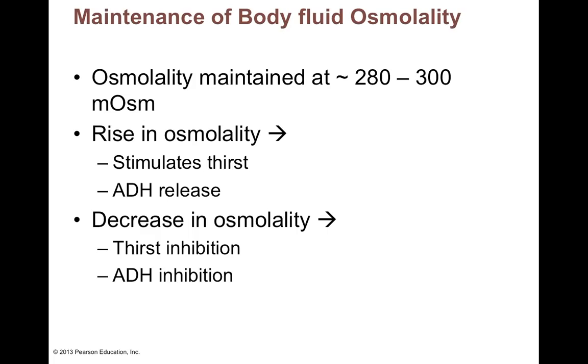Okay, so for normal blood osmolarity, you guys, we're saying it's between 280 and 300 milliosmoles. What that refers to is just the concentration of these solutes in solution. So it's fairly salty. Now, to keep within this narrow range of osmolarity, we have osmoreceptors in our hypothalamus, which is kind of cool. So there are neurons with receptors that can actually measure the osmolarity of your blood.